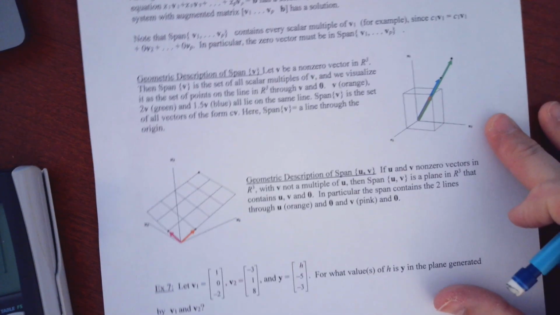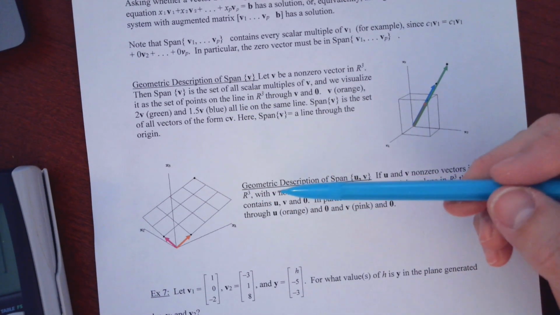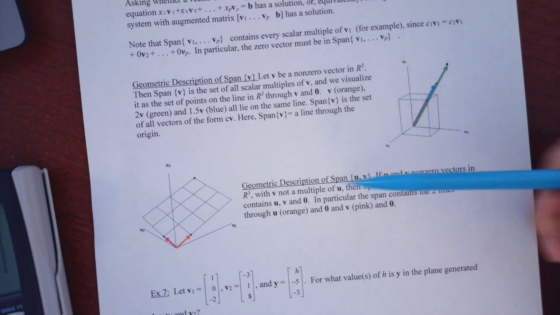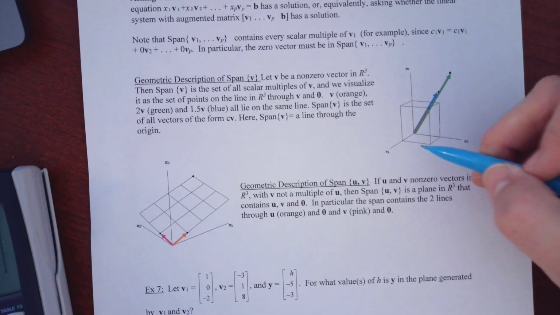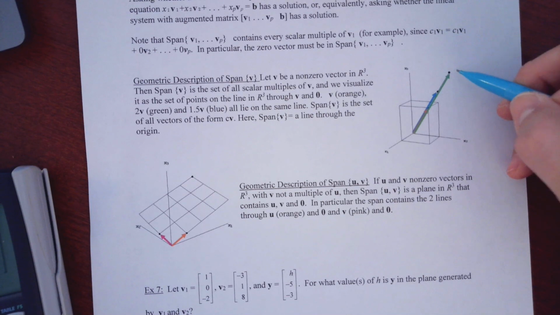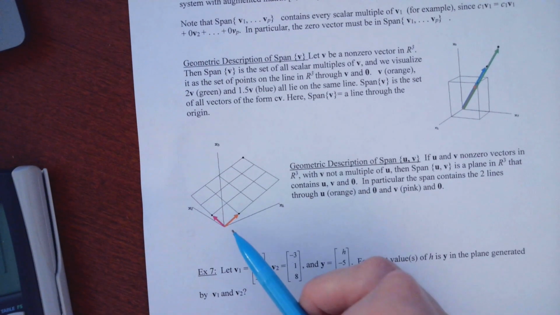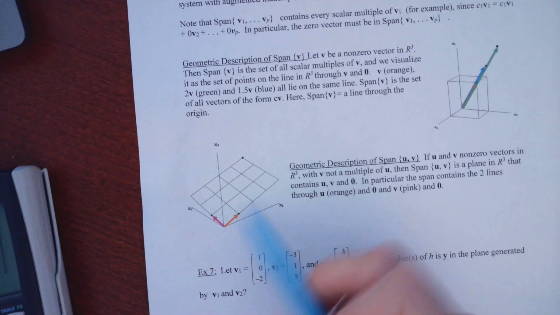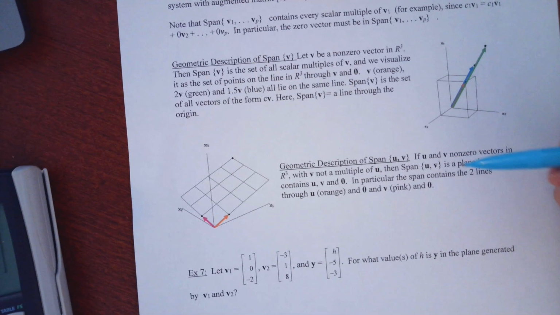If u and v are non-zero vectors in 3 dimensions, with v not a multiple of u. So up here, these vectors are multiples of each other, so they're always going to follow the same little line right here. But you see this orange and this pink one here, they're not in the same direction. One points that way, one points that way. So they're not multiples of each other. Okay, so that's what it's talking about.